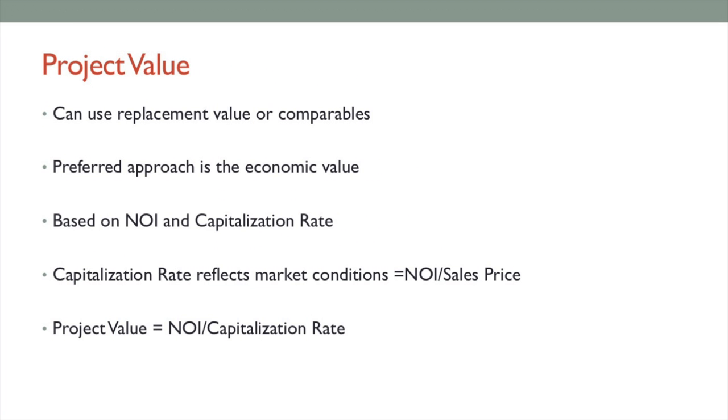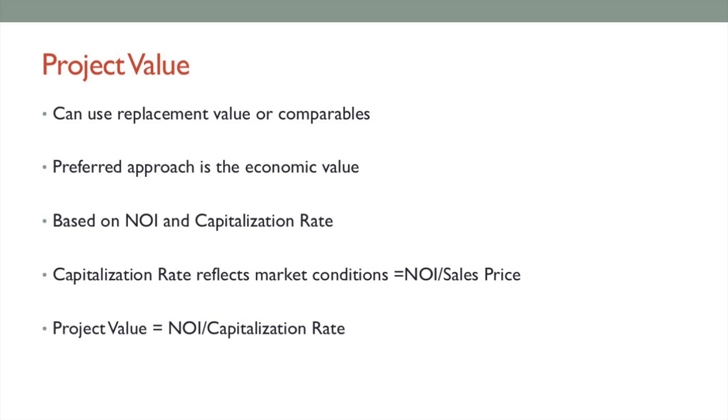So how do we assess the project value? There are several ways to do it. There's building replacement, which is looking at how much it costs to physically replace the building. That would be one approach. Another approach is looking at comparables, finding recent sales and figuring out, if an office building of similar quality sold for this amount, we can assign a value to our project. But the preferred approach is looking at the economic potential or the economic value of the building.